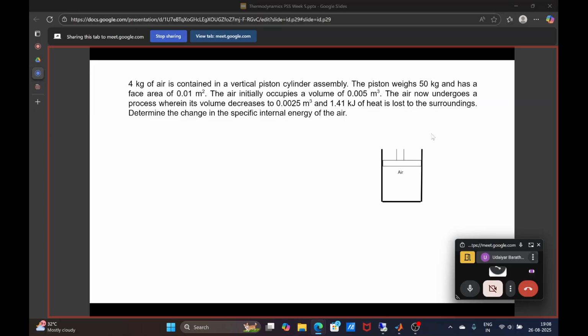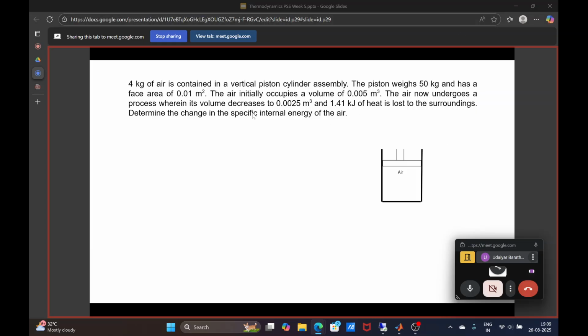So if you write the work, there are 3 parts to this work. One is the work done on air, and since the piston has mass, there is some work which is done by the piston, and this is the system. Then there is the surrounding which does work. So the total work will be 0. The work done by system plus the work done by surrounding will be 0.